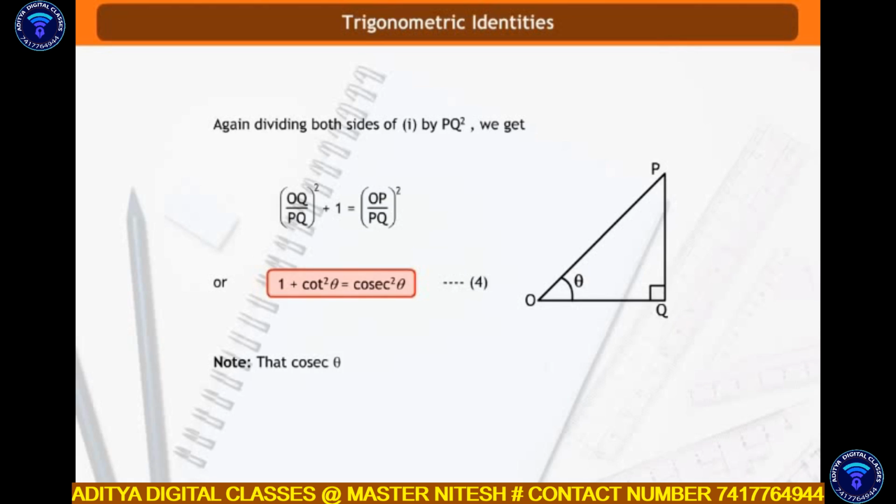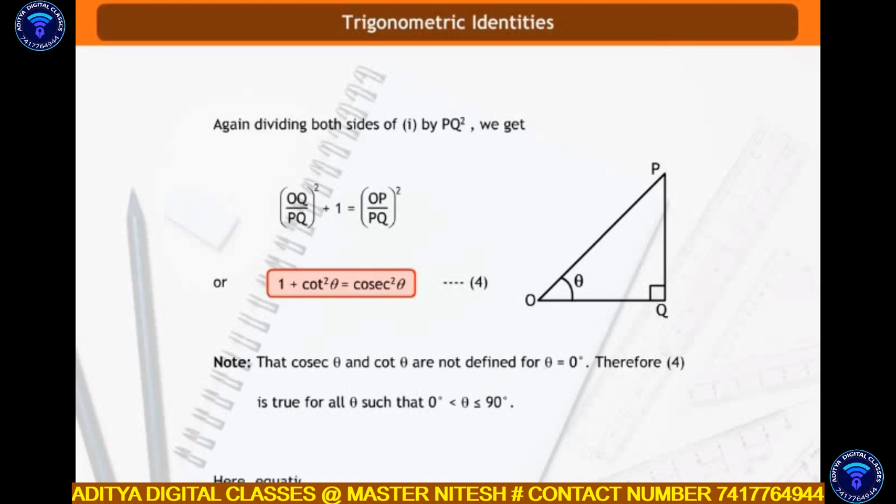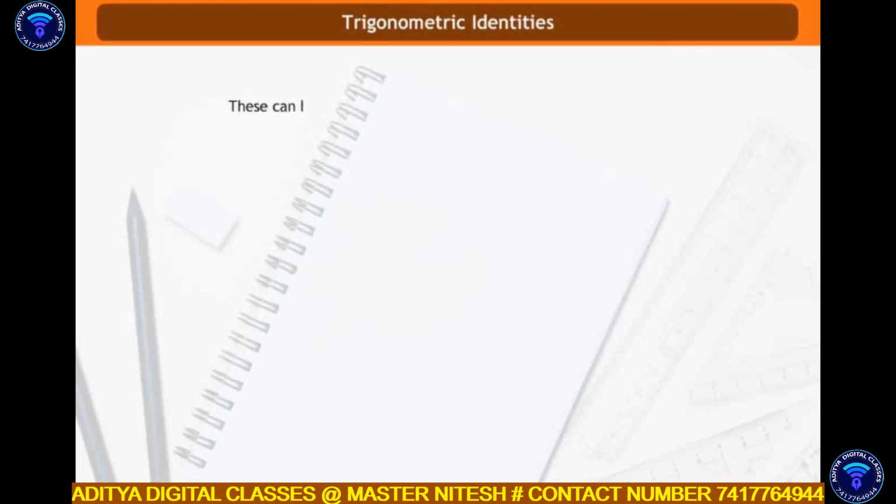Now cosecant θ and cot θ are not defined for θ equal to 0 degrees, therefore equation 4 is true for all θ such that θ is less than or equal to 90 degrees and greater than 0 degrees. Here equations 2, 3 and 4 are all trigonometric identities. These can be used to express one trigonometric ratio in terms of another trigonometric ratio.